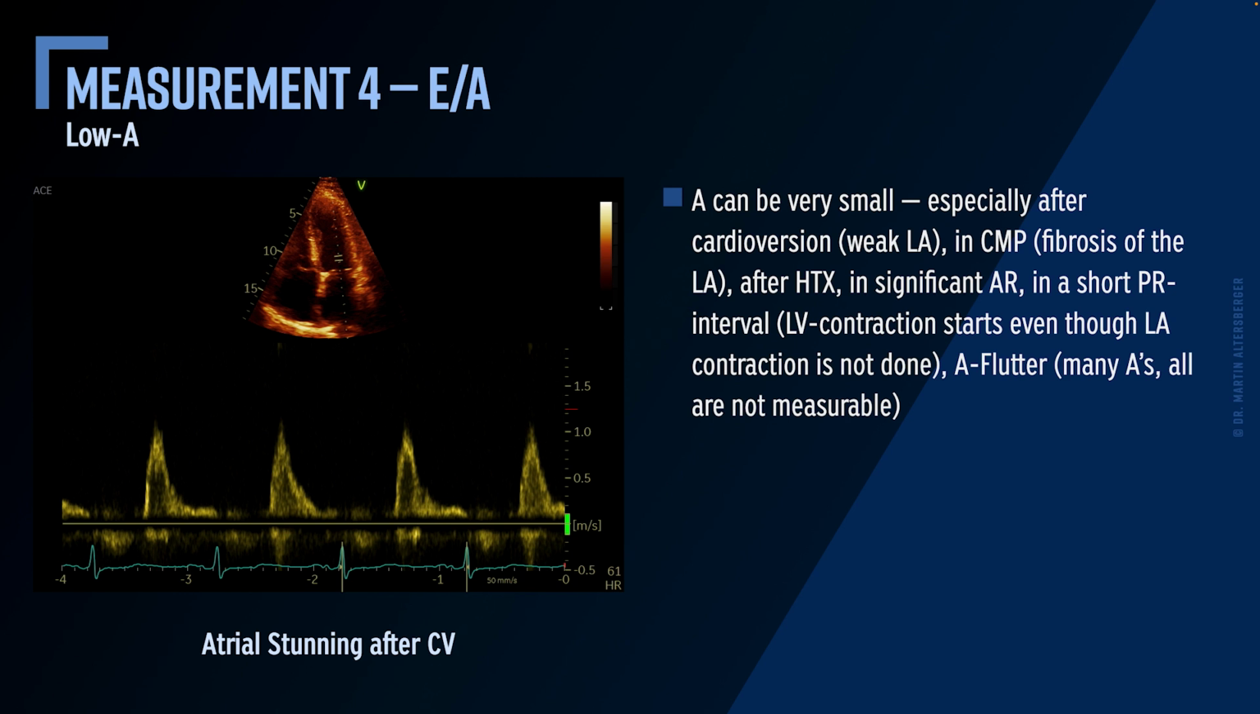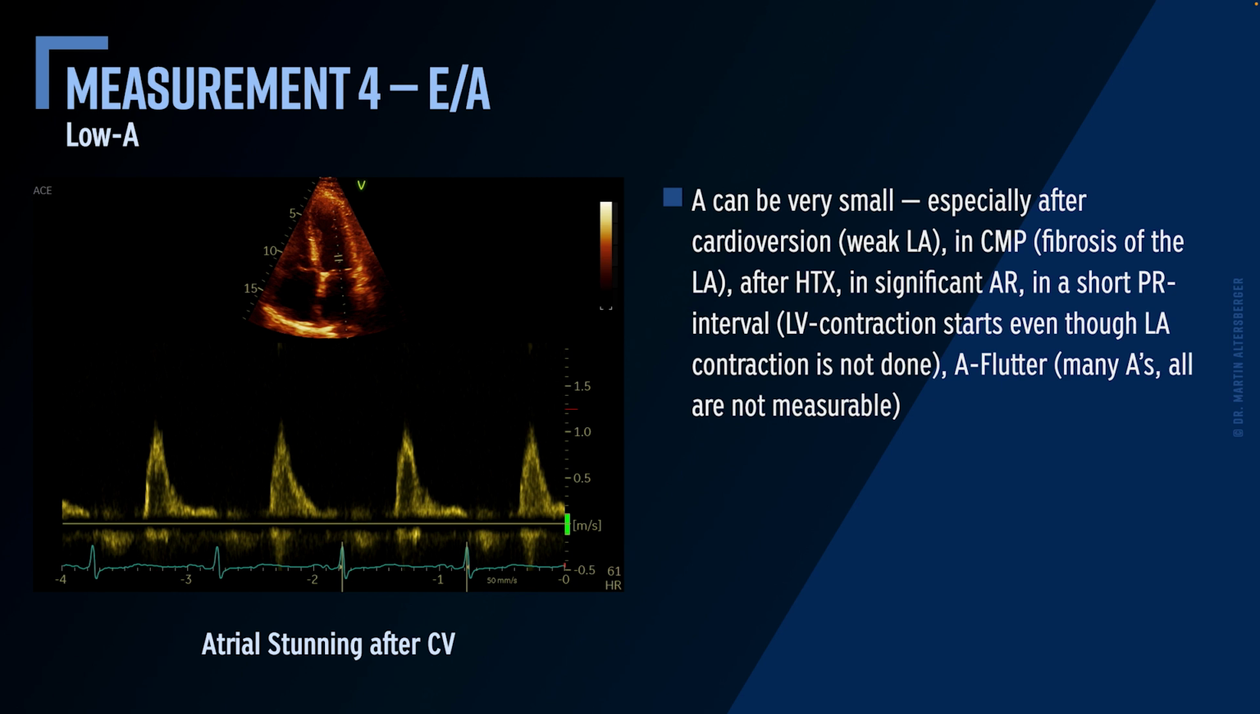The A wave can be very small. In this case, we have a so-called atrial stunning after cardioversion. So after cardioversion, you do not have active atrial contraction. Therefore, patients also need anticoagulation therapy. The A can be very small. So in this case, after cardioversion, it's called a weak left atrium.